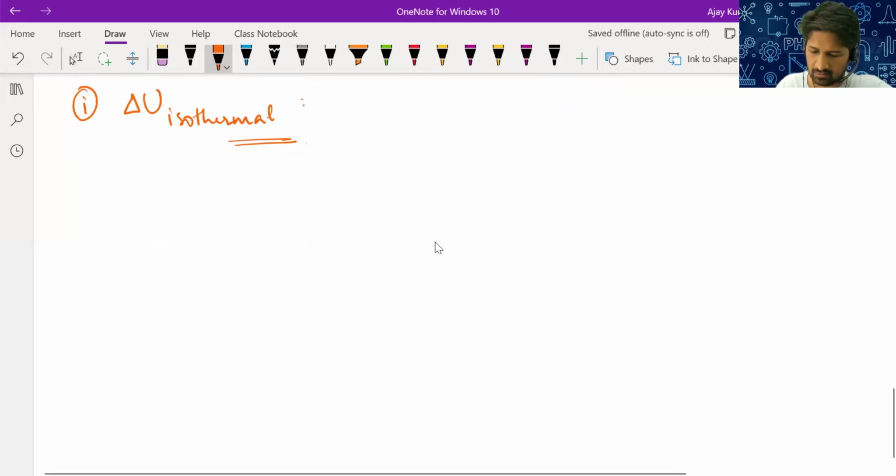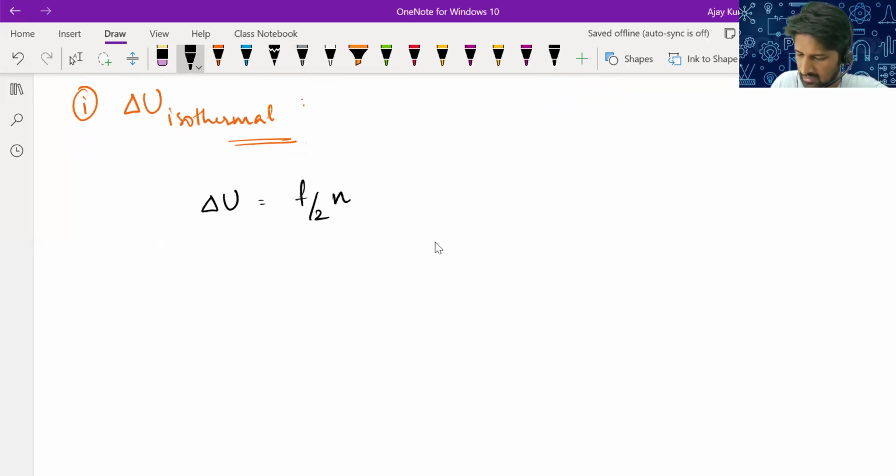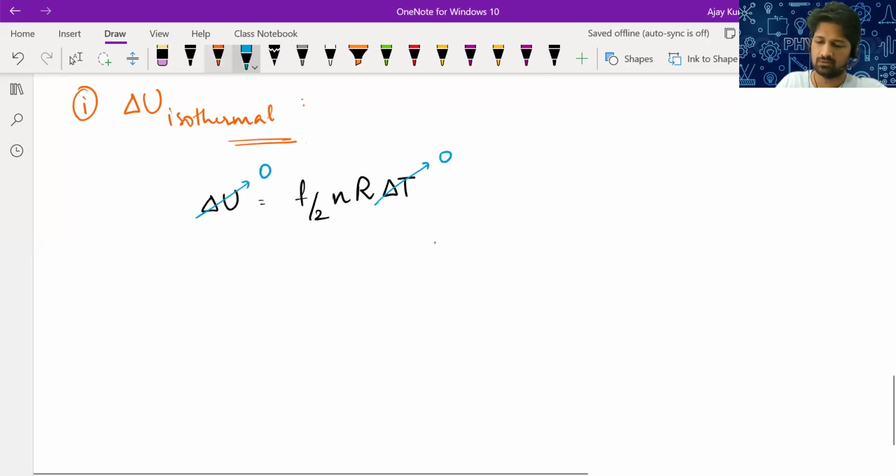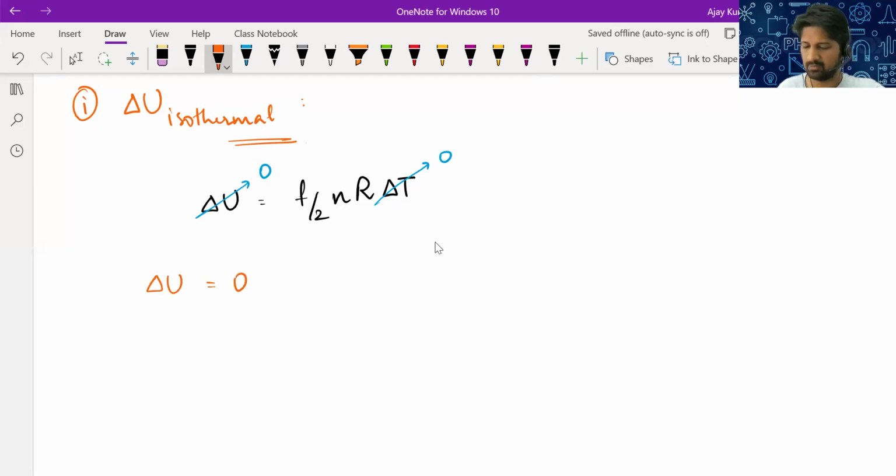So delta U generally is f by 2 nR delta T. So if temperature changes, then internal energy changes. Now, what kind of process are we talking about? Isothermal process. In an isothermal process, temperature doesn't change at all. Delta T is 0. That would make delta U 0. So in an isothermal process, the change in internal energy of the gas will be 0.